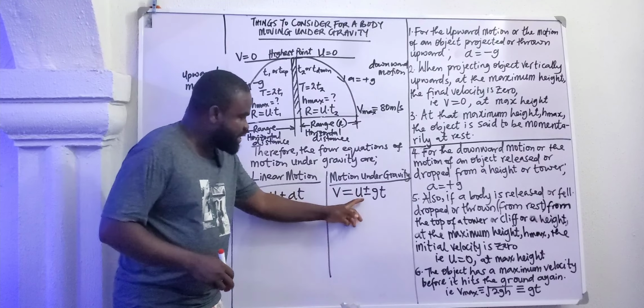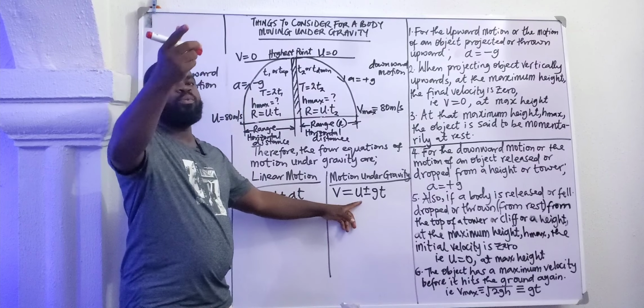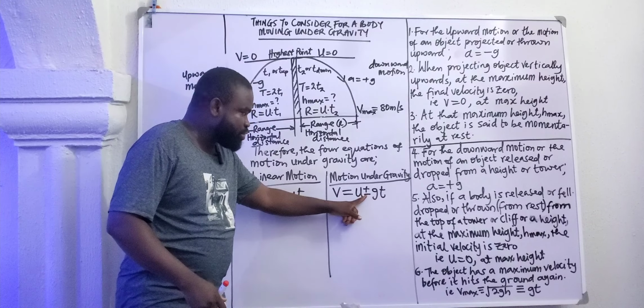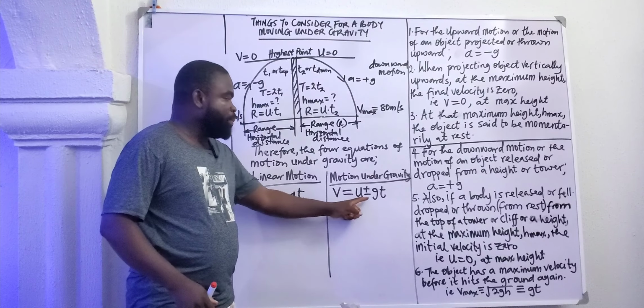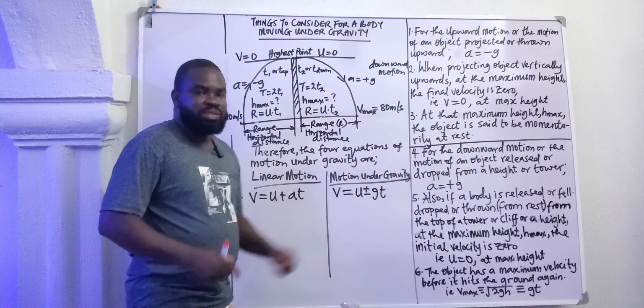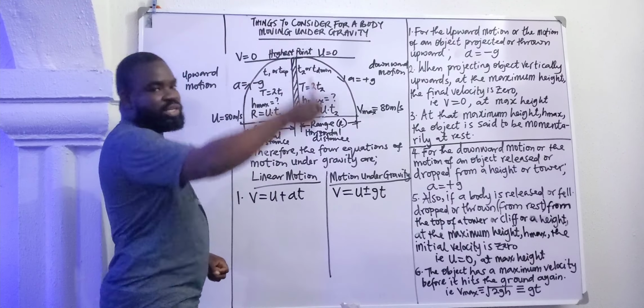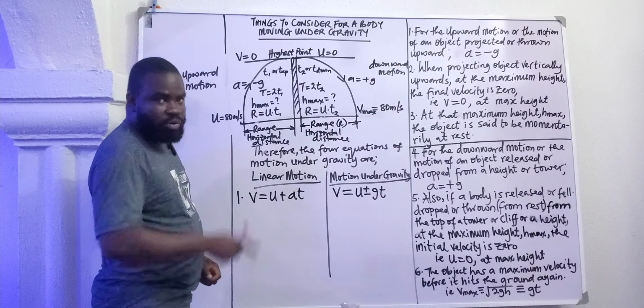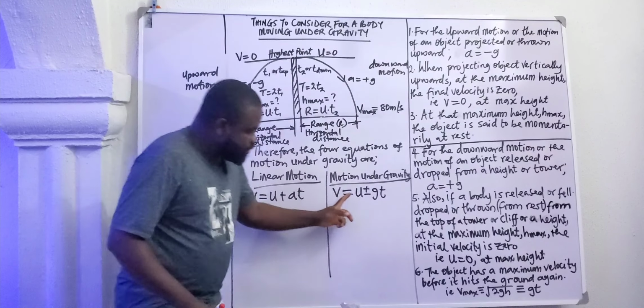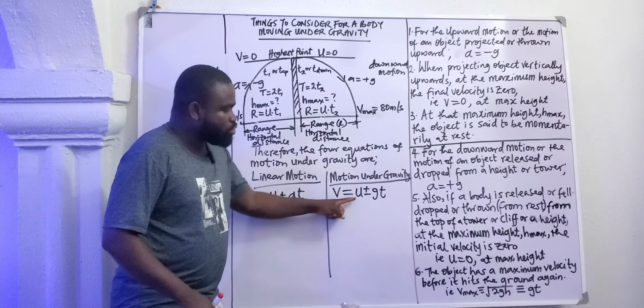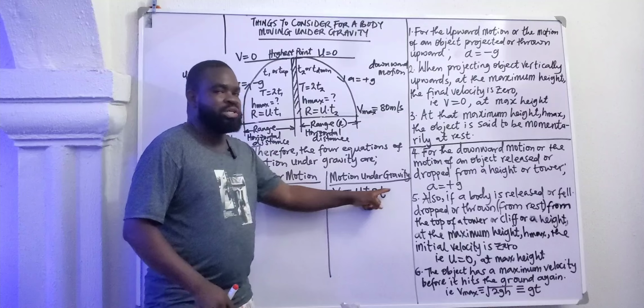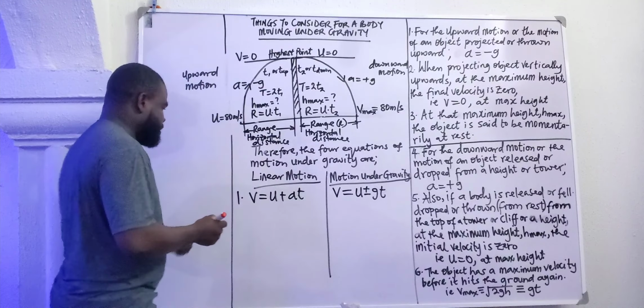So when you are told that the body is thrown vertically upward, you will use minus. So it will be v equals u minus gt. Then when you are told that the body is released from a height or falling from a height, then you will use v equals u plus gt. So that's the way it is applied.